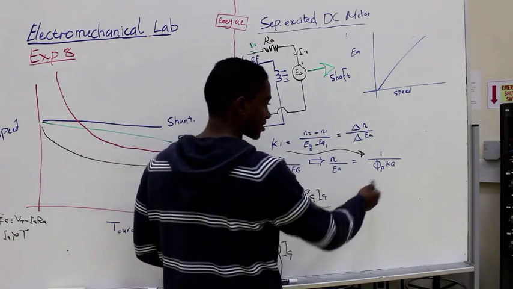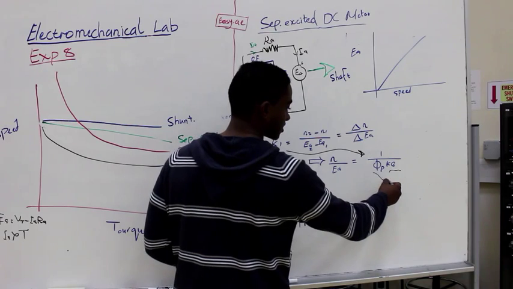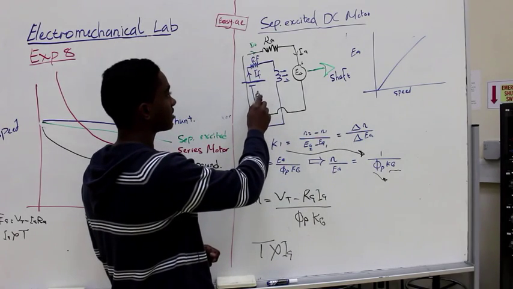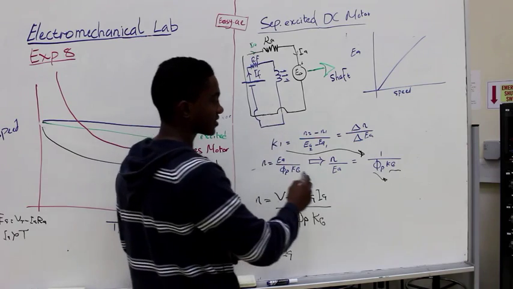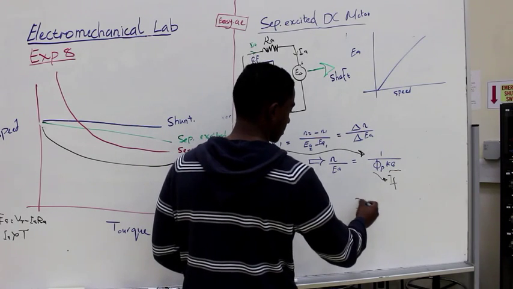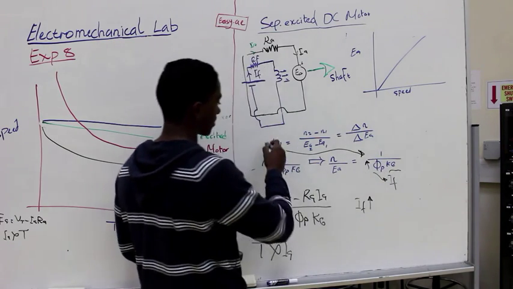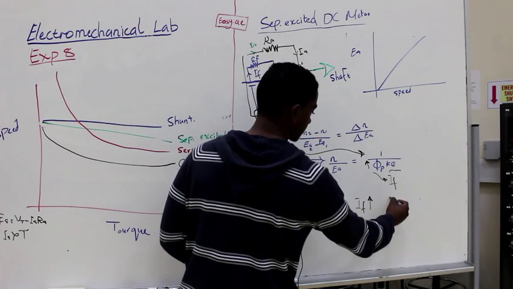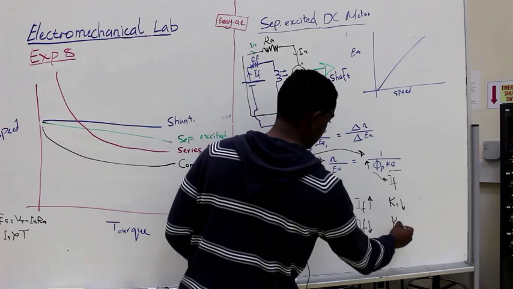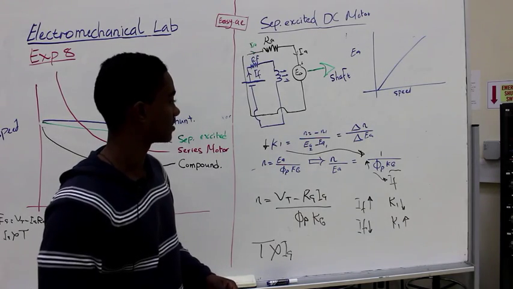So if we assume that kg is always constant, but if you change the flux, how do you change the flux? You change it with the current in the field circuit. So you change it through IF. As IF increases, the flux increases, so K1 decreases. So when IF increases, K1 decreases, and when IF decreases, K1 increases. So you see we have an inversely proportional relationship between IF and K1.